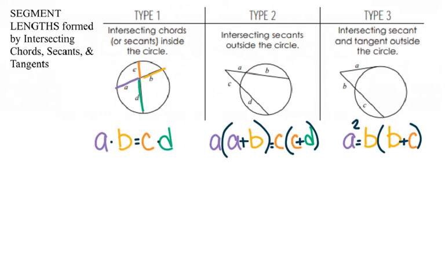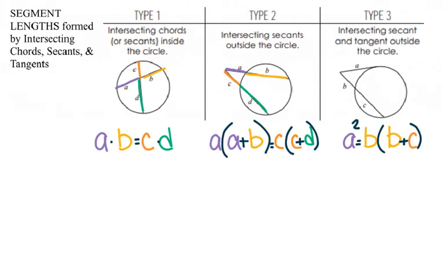Type 2, if you had two secants outside, A would be this one, and B would be right beside of it. So then this one's C, and this one's D. And you can see that A and C are outside, B and D are inside the circle.